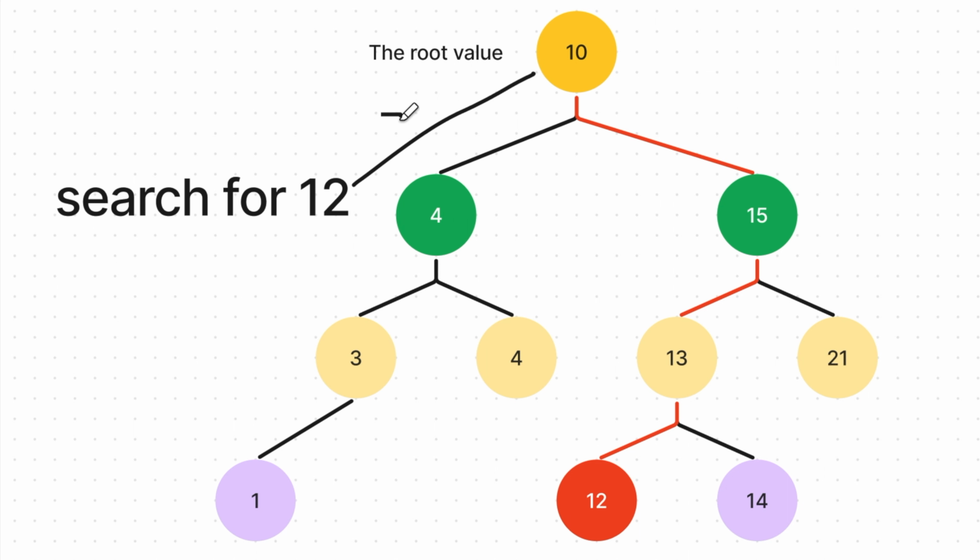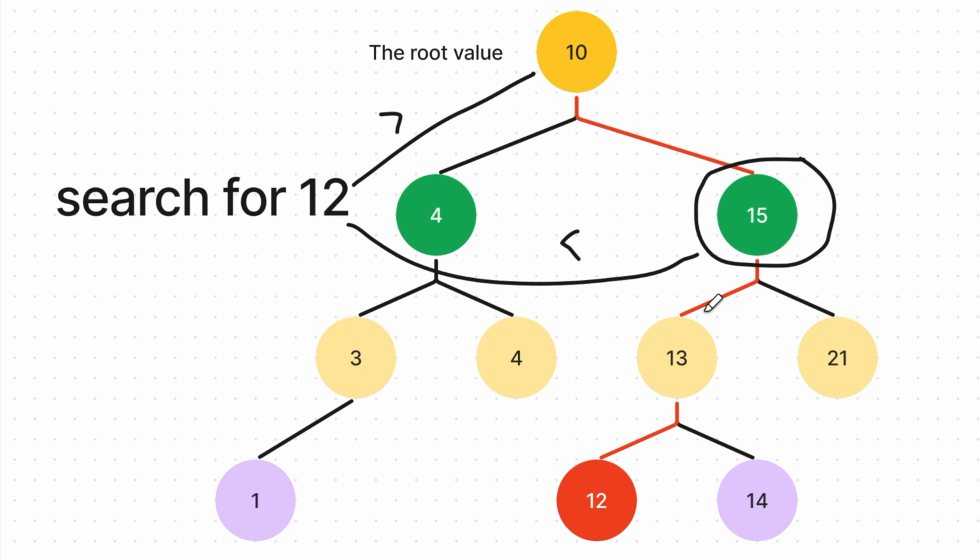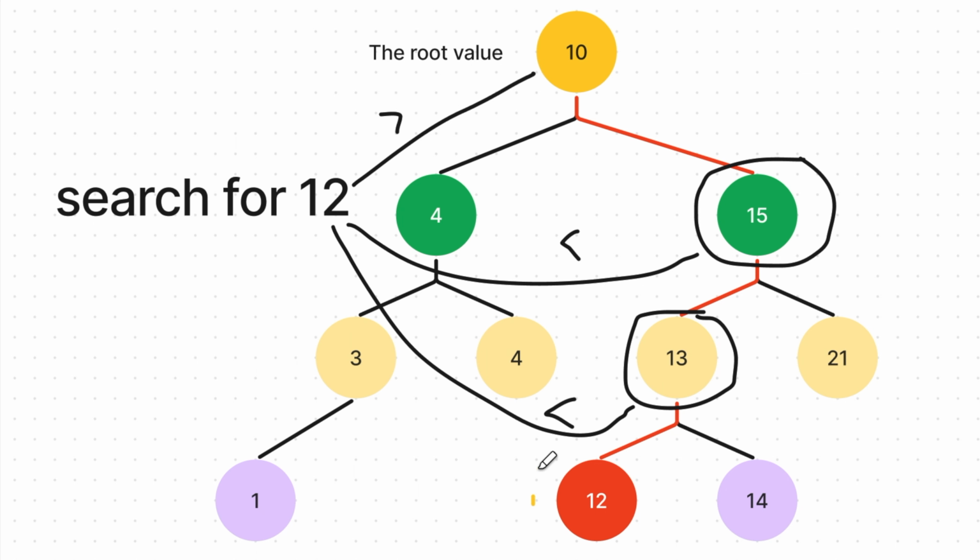So for searching, we start from the root value. We compare the searching element with the root. If less than the root, then recursively call the left subtree. Else, recursively call the right subtree. If the element to search is found anywhere, return true, else return false.